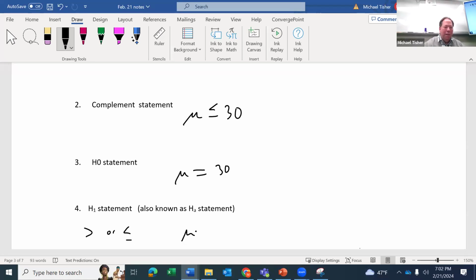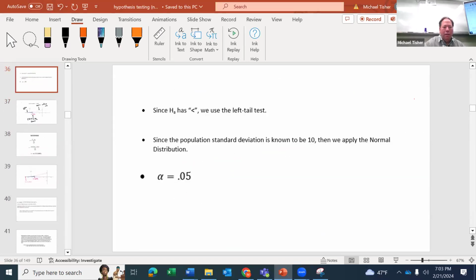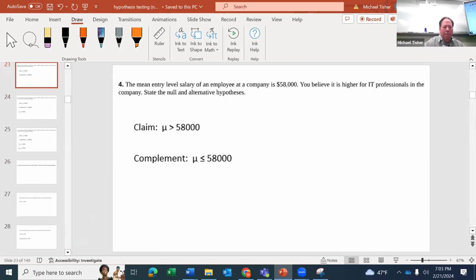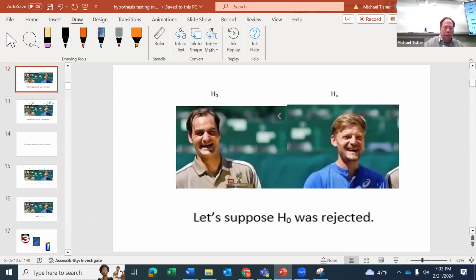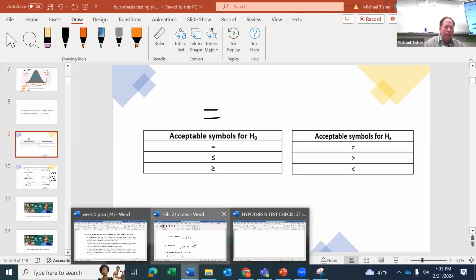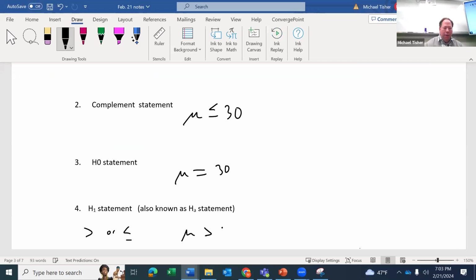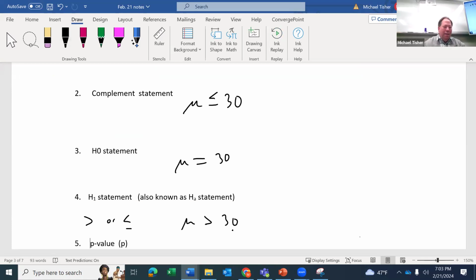Because if I look at the table, let's go back and look at the table again. Table is very important. Okay, here's the table right here. Acceptable symbols are not equal to, greater than, or less than. Just one of those three symbols. Okay, so we cannot have a less than or equal to, so we must have a greater than. So mu greater than 30. Okay. All right. Any questions on that part of it?